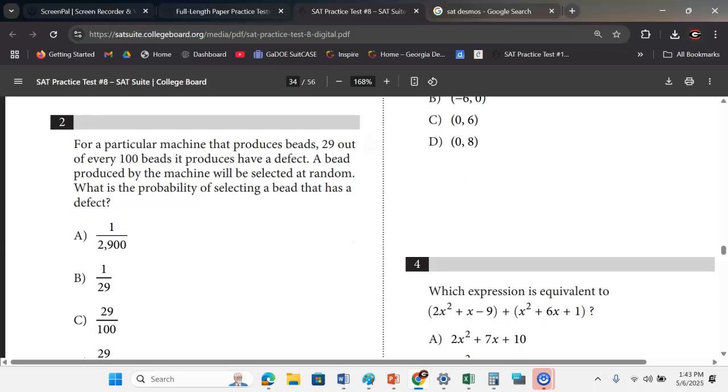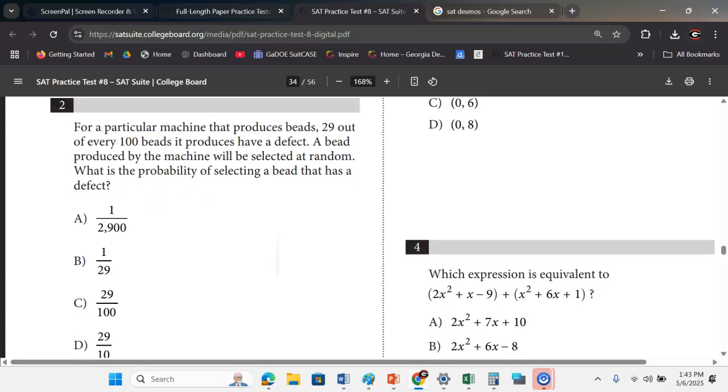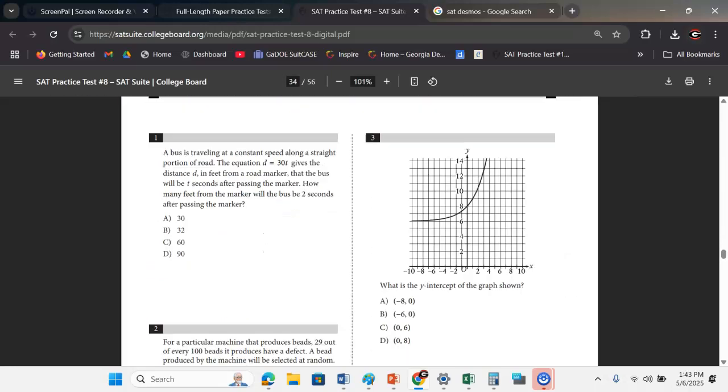Number two, for a particular machine that produces beads, 29 out of 100 has a defect. A bead produced by the machine will be selected at random. What's the probability of selecting a bead that has a defect? Okay, probability is just favorable over total. So that would just be 29 out of 100. So it's C.